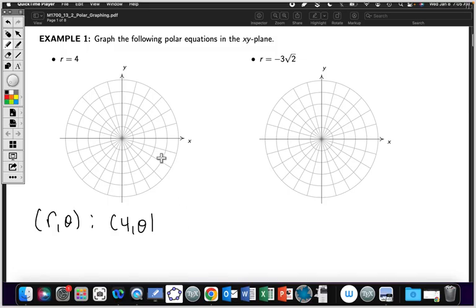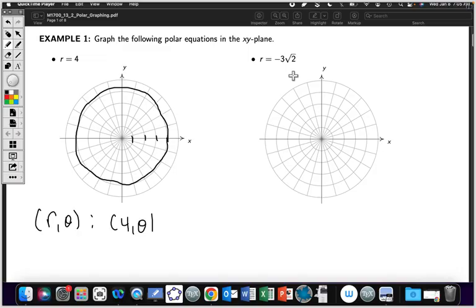Now we know that r equals 4 means that we're going to be 4 units out from the origin here. And as we move theta around, that's going to sweep out a circle centered at the origin of radius 4. So we can just pretend that's a circle.